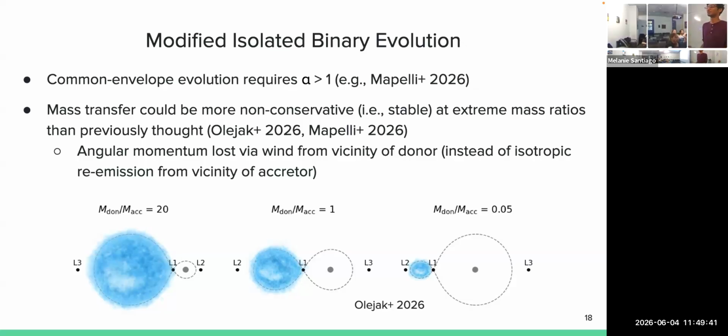Of course, there's a huge amount of uncertainty still left. I just think that thinking radically in this way might be one of the ways to save isolated binary evolution. Save it. I don't think this would be the way to save it, but that's my opinion.